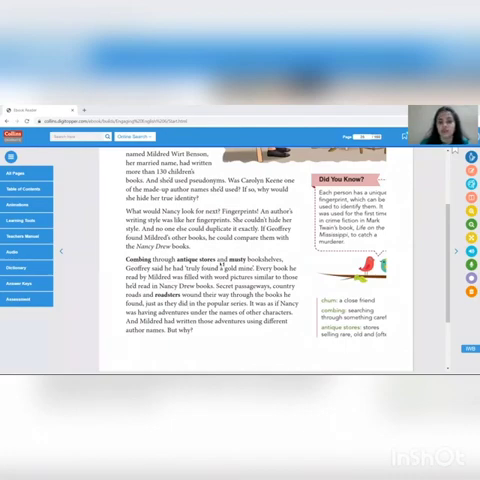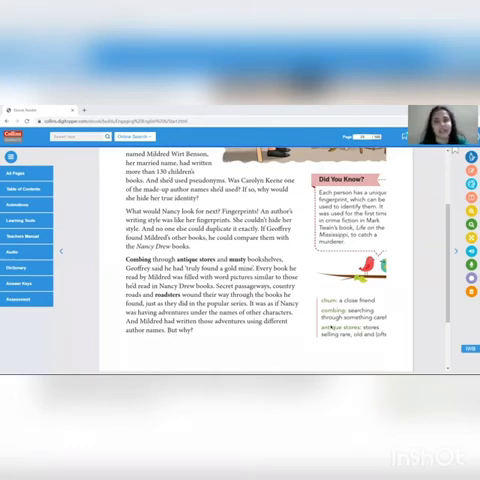Combing through antique stores. What is the meaning of combing? It is one way to dress your hair. It is also combing. And another meaning of combing is searching through something very carefully. So now you have got another term to use in your life, combing.